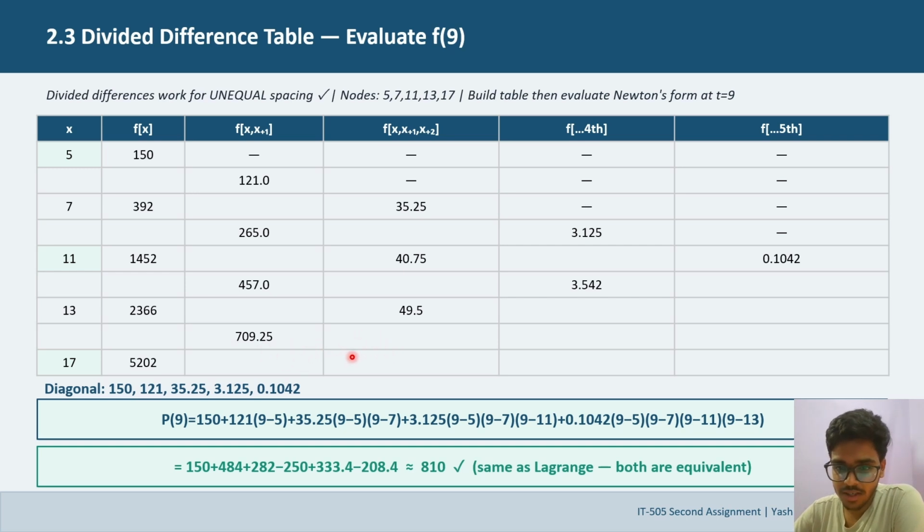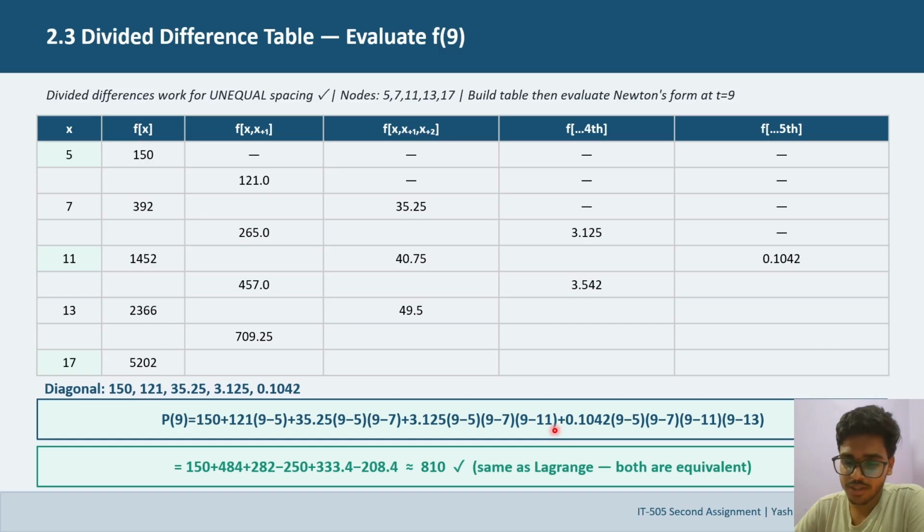Column 2, we have the second order differences, where 265 minus 121 over 11 minus 5 equals 24. 457 minus 265 over 13 minus 7 equals 32, and continuing this gives the full table. The diagonal entries become the coefficients of Newton's divided difference polynomial. Evaluating this at t equals 9 gives the same answer, that is approximately 810.